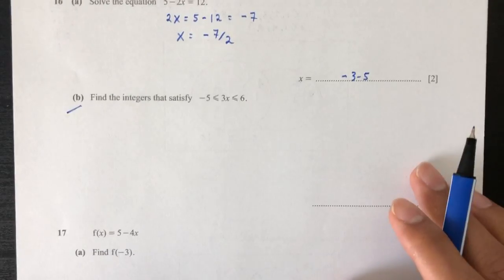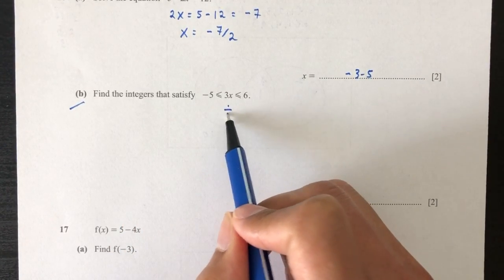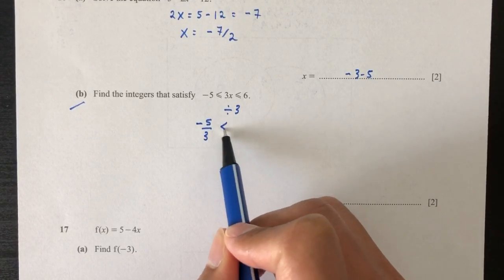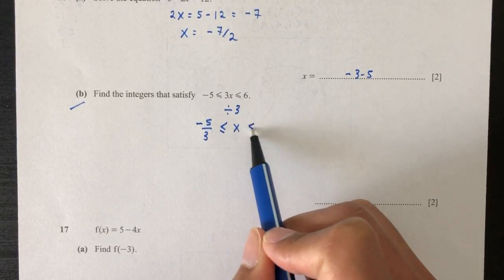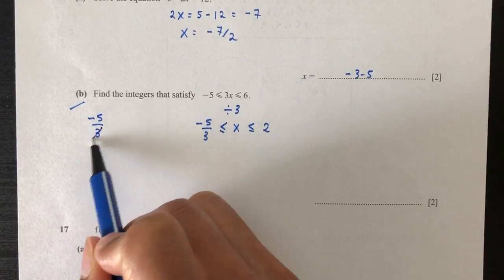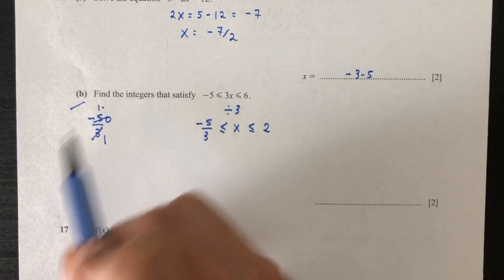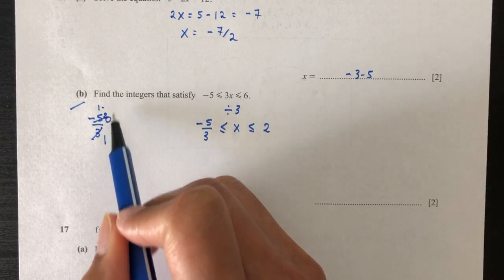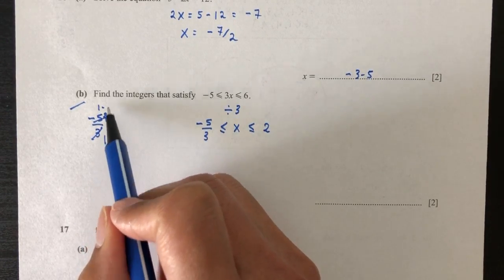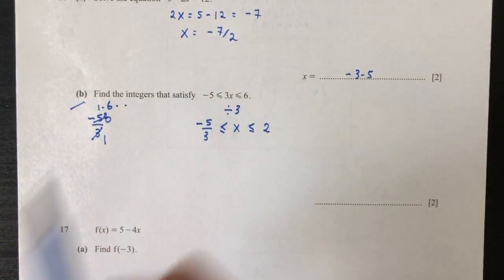Now part B, find the integers which satisfy this value. So how do you find x? Divide by 3 everywhere. You have minus 5 over 3. That will be x. That will be 2. So what is minus 5 divided by 3? Let's find out. That'll be 1, and then we have 0 point. So we have 2 here. Then we will have, I would say, 3.6, something like 1.6, keep going on, right?